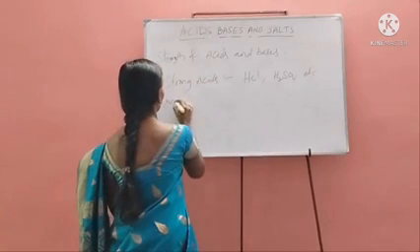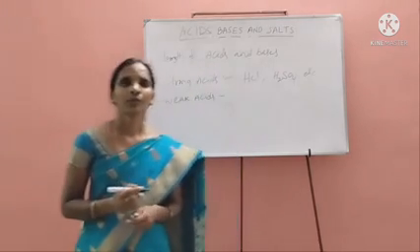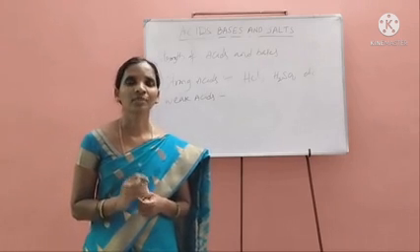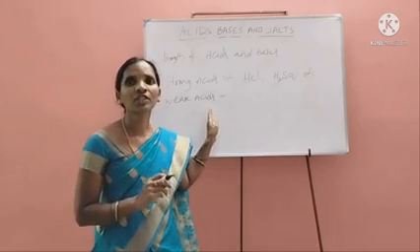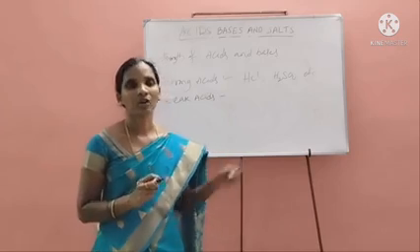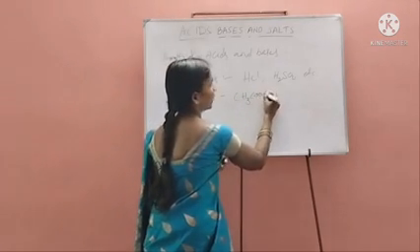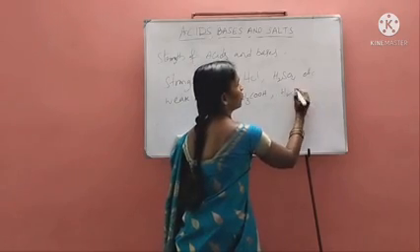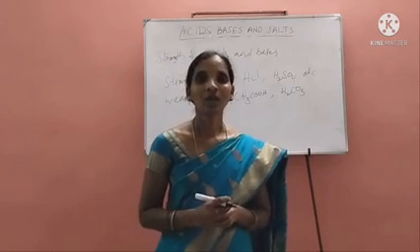Weak acids. An acid which is partially dissolved in water and thus produces a small amount of hydrogen ions is called a weak acid. Weak acid examples: acetic acid, CH3COOH, and carbonic acid, H2CO3, etc.